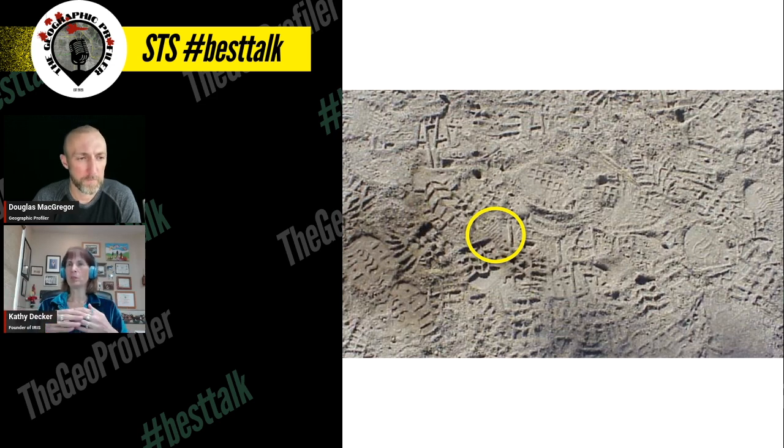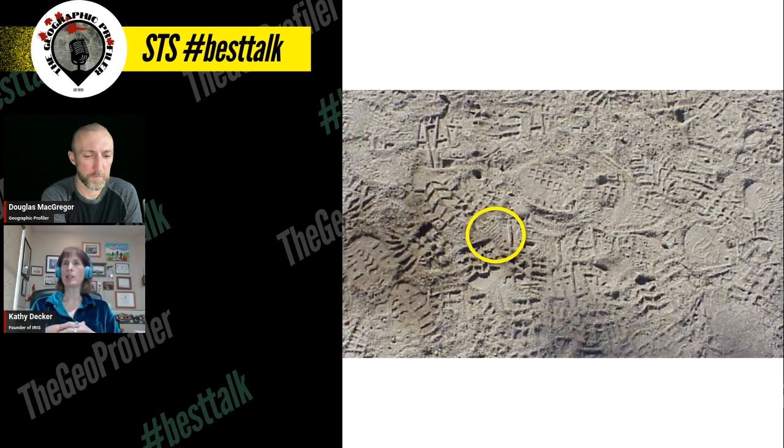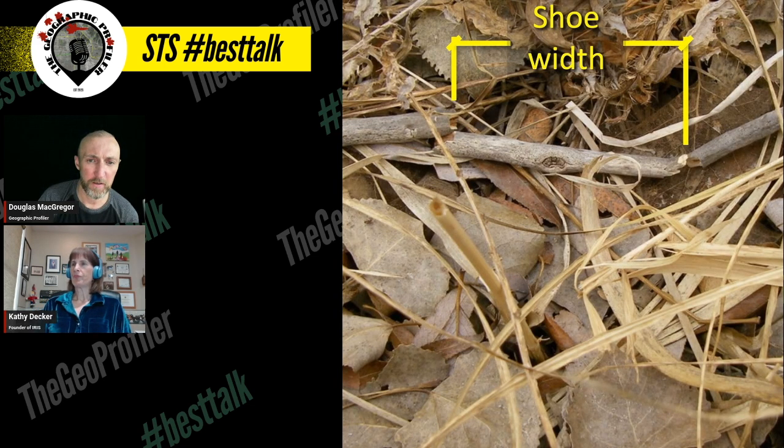All of that comes into play. So the more information we have starting out, the better it's going to be for us, and it will give us a better opportunity for success. So this next image here, there's brush and there's a broken stick, and Kathy, I'll let you take it from there.